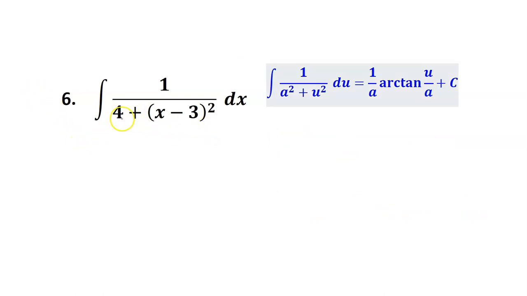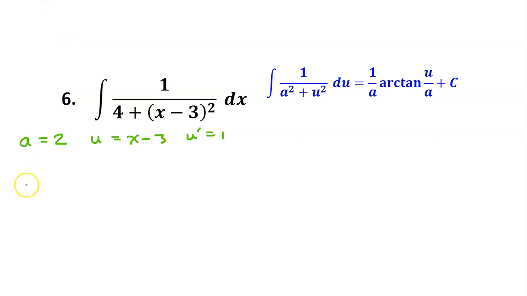This is already in the form that we need. So we see a squared, so 4 must be a squared. So that means that a is the square root of 4. So a is 2. We see x minus 3 squared, so that must be u. So u is x minus 3. U prime is 1, so nothing will really change because of that.